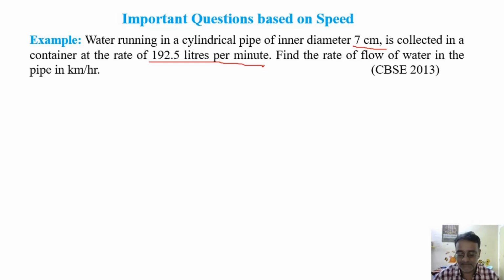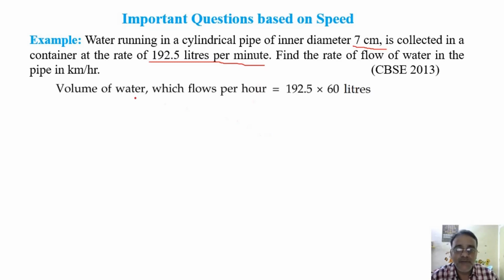Question is clear? Yes, sir. Now volume of water which flows per hour, it is given 192.5 liter. Per minute it is given. So per hour means into 60 we have to do. Now this is in given liter and diameter is in centimeter. So I want to convert it into centimeter cube. How will you do it? Sir, by 1000. Not by, into. Because 1 liter is equals to 1000 centimeter cube. So we have to multiply with 1000. So this is the volume of water which flows per hour.